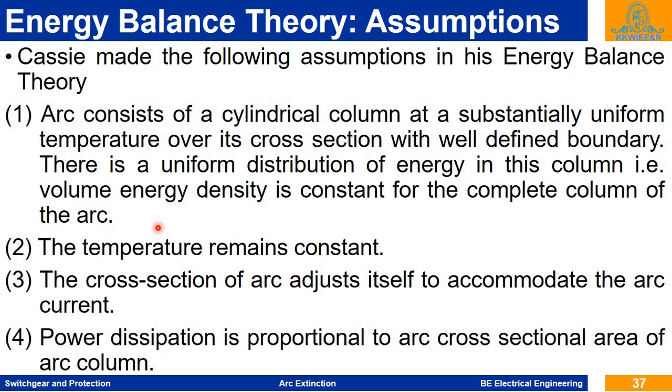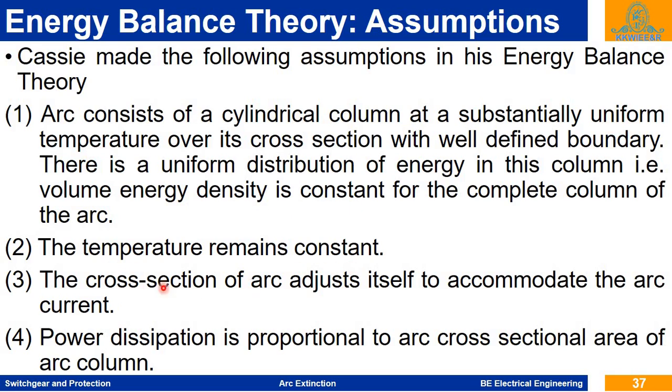But we see in the arc that at the center of the core the heat is more, and as we move away from the center of the arc, the temperature of the arc reduces. But Cassie assumed that it is a cylindrical column and the temperature is uniform. This is the assumption by Cassie, and the energy density is constant.